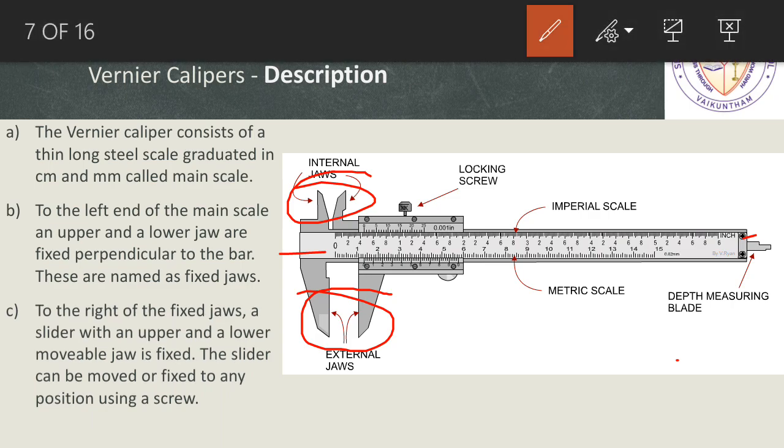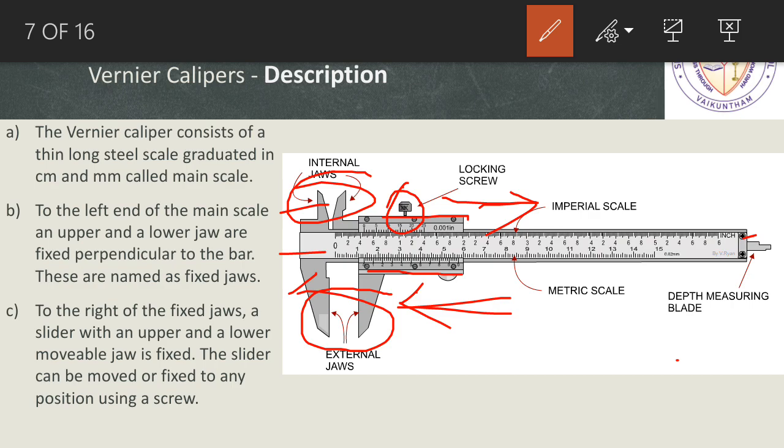The next one is, to the right of the fixed jaws, a slider with an upper and a lower movable jaw. See, this and this are the jaws, and it is fixed to an extended part like this. So that is nothing but a slider, which you can move front and back. The slider can be moved or fixed to any position using a locking screw. You can see there is a locking screw also.